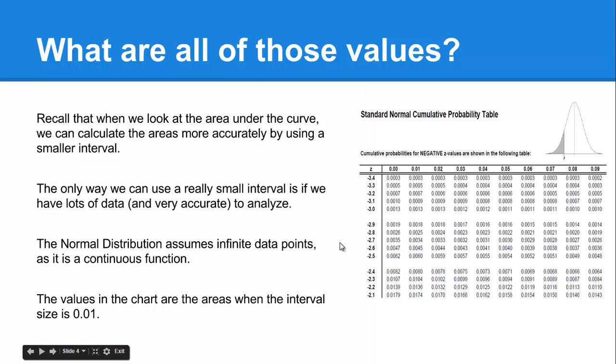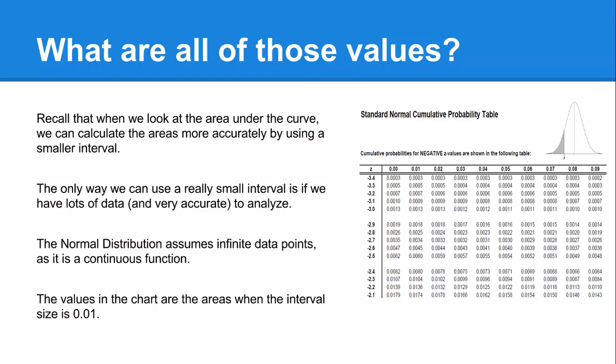This is our normal distribution table. There's a whole bunch of values inside. They actually tell you the area that you are less than a certain value. Recall that when we look at the area under a curve, we can calculate the areas more accurately by using a smaller interval. The only way we can get a really small interval is if we have a lot of very accurate data to analyze. The normal distribution assumes infinite data points, a continuous function, so it can close the interval as small as we want.